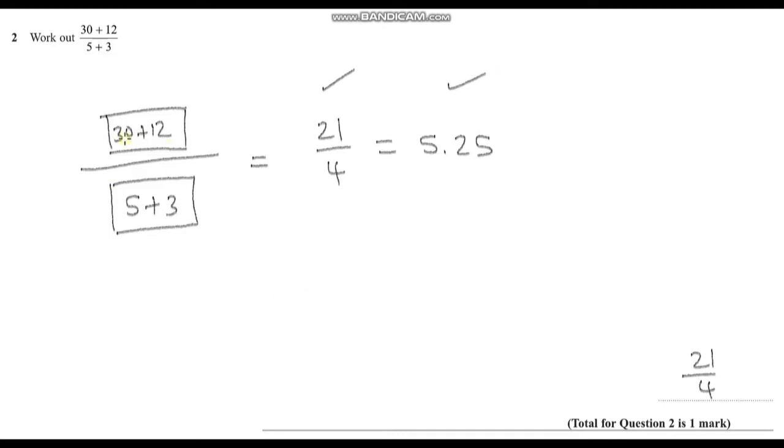Now, if you don't have this fraction button on your calculator, you'll just have to type it in using brackets. So you'd have to type in brackets 30 plus 12 and then close brackets and then the divide symbol and then another set of brackets 5 plus 3. And this will also give you exactly the same answer.